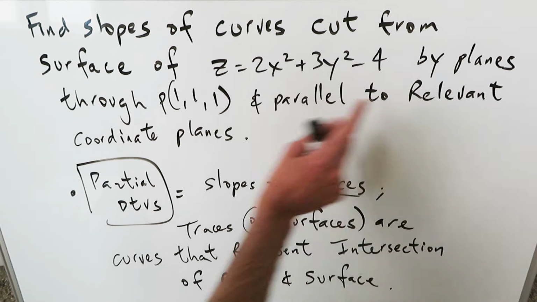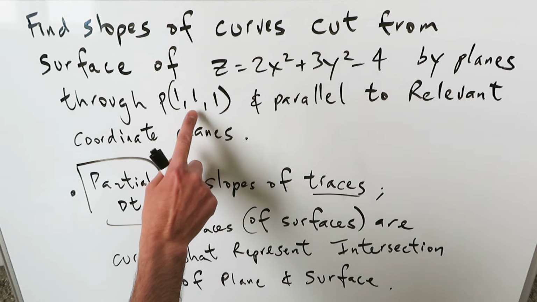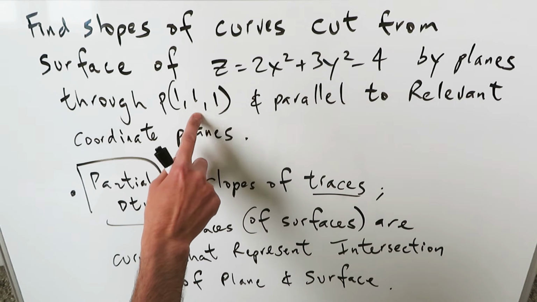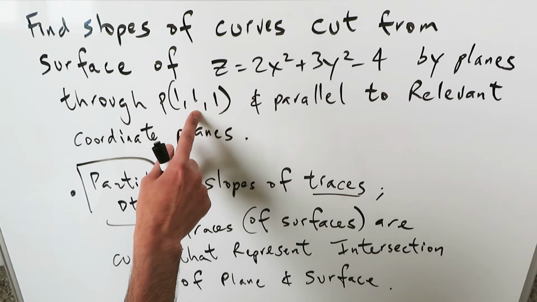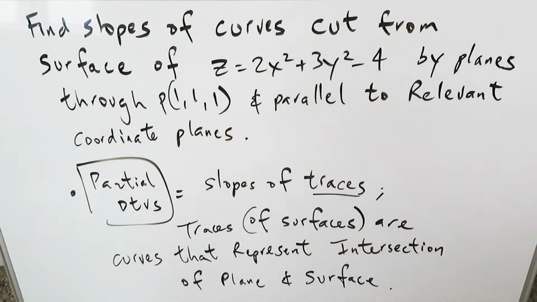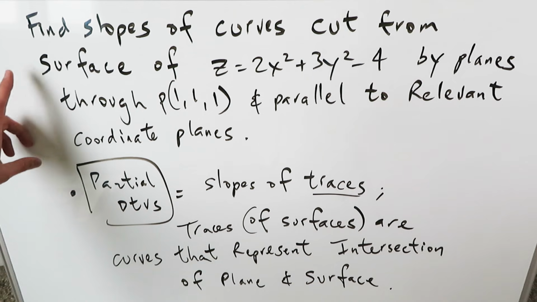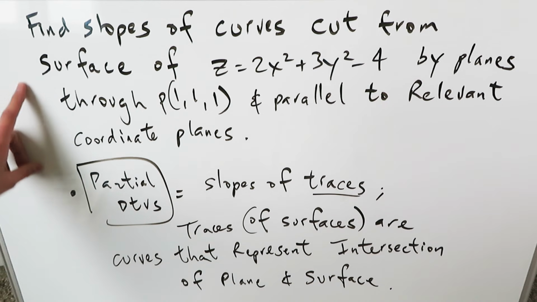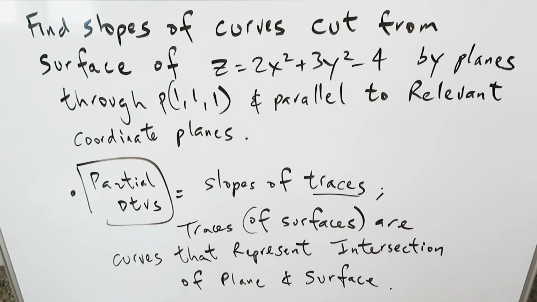Various planes are coming into play through the point 1, 1, 1, which you know to be x, y, and z. X is equal to 1, y is equal to 1, z is equal to 1, and parallel to your relevant coordinate planes. It seems like there's a lot going on over here, but I'll talk about it before we start doing this question. Keep in mind, partial derivatives are giving you slopes of traces.